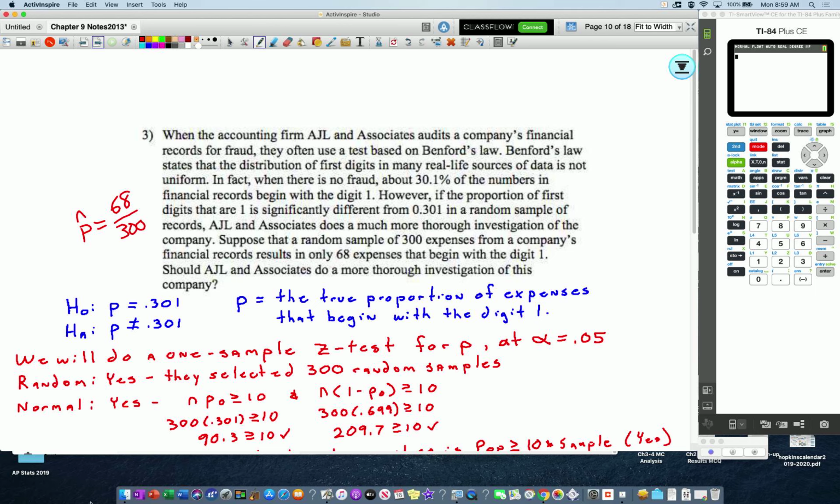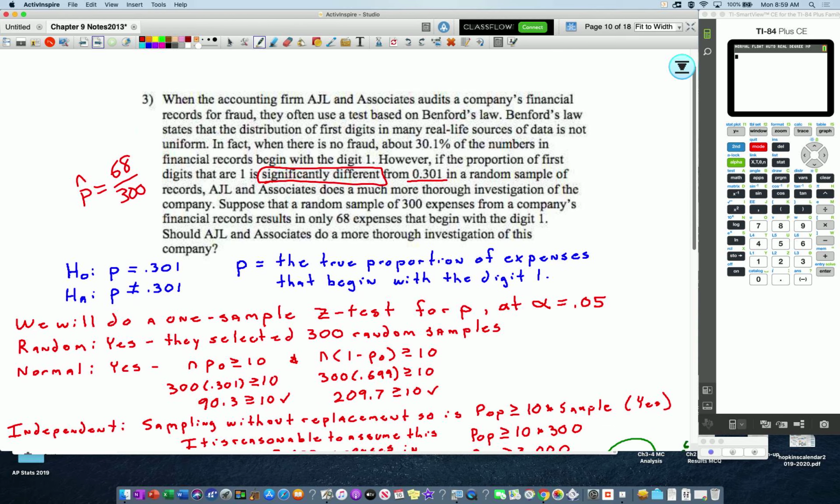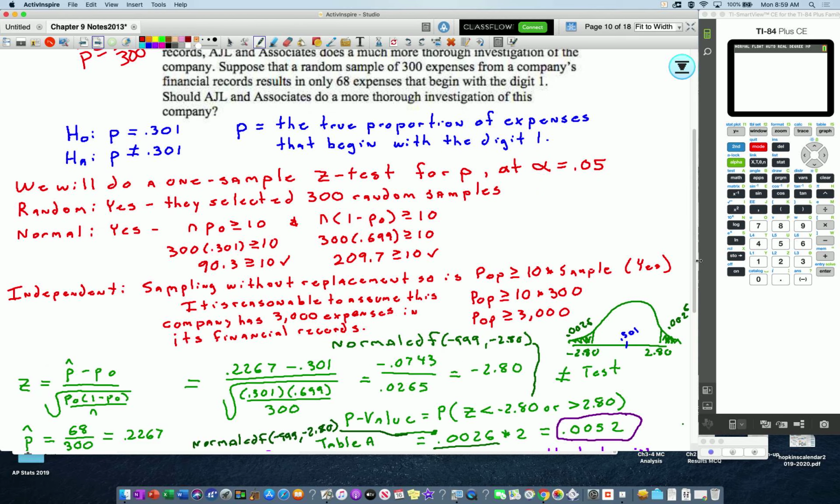In blue is our state. p is the true proportion of expenses that begin with the digit 1. Hence why, if we come up here, we say it's equal to 0.301. However, if it's significantly different, that could mean too low or too high. Hence why you do the not equals to. Now we go to the plan, which is all in red.